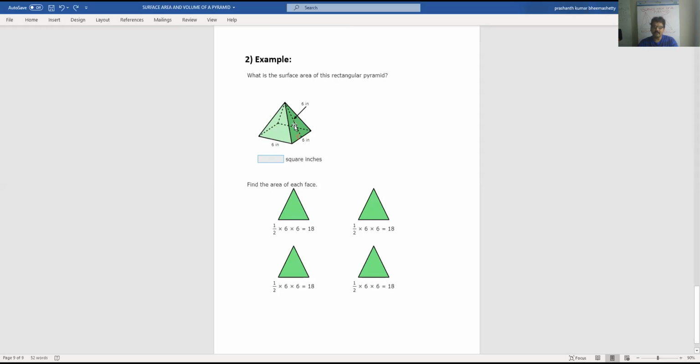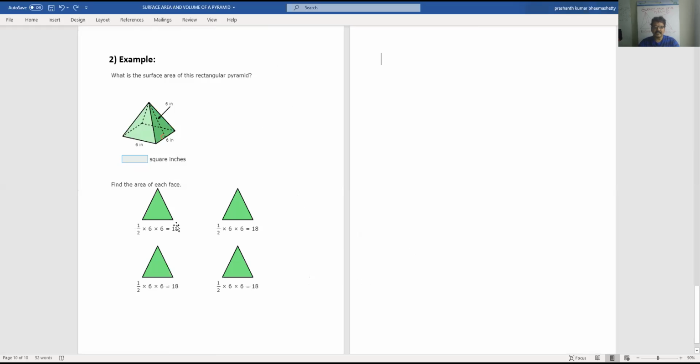Look at this face. If you observe this triangle, the lateral face here, the base is also 6 and also the height. So the base and height are same. So 1/2 times base, 6 times the height, 6. It's going to give you 18 square inches. So like that, we have how many triangles? You're right. There are 4 triangles around. So I found it's 18, 18, 18, 18.